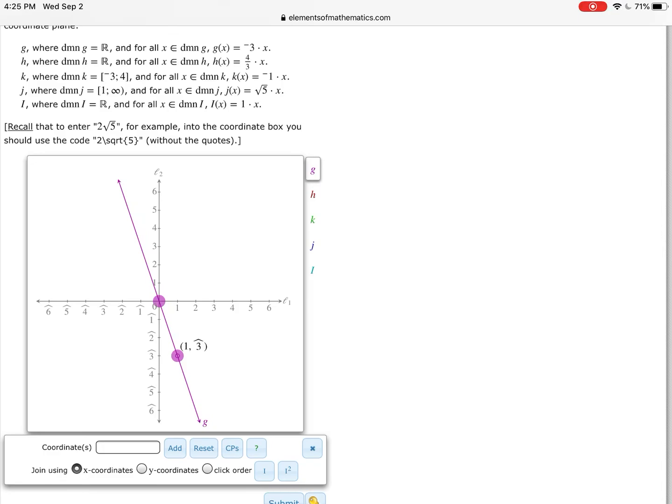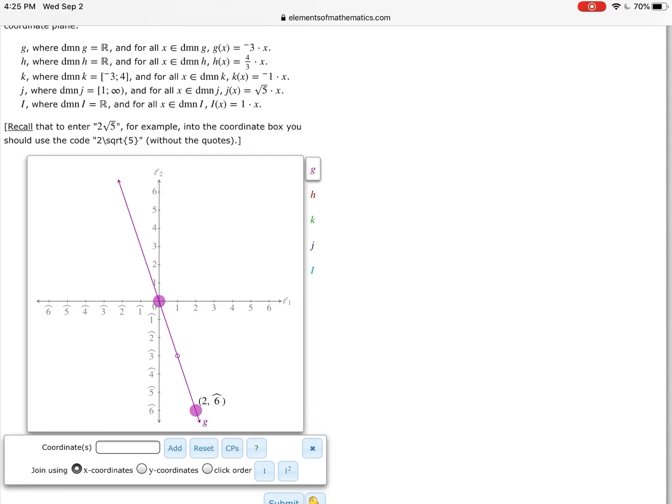So my purple line here is in fact going to be the graph of G of x. And every point along that line is going to be a correct ordered pair. So if I go to where x is 2, I should get an output of -6, and indeed that's somewhere down in here. So I've got a good, correct line there.